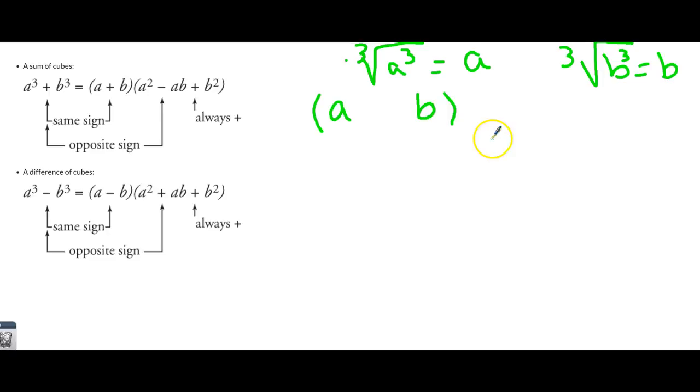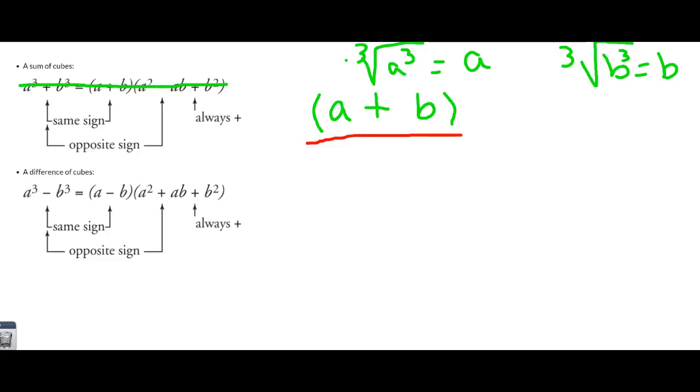The sign that goes between them is the original sign. So if that was a plus, since we're doing sum of cubes, it will stay a plus. Once you reach that point, ignore the original problem. Okay? Focus on the parenthesis that you just came up with.